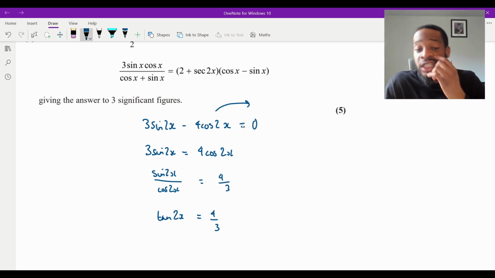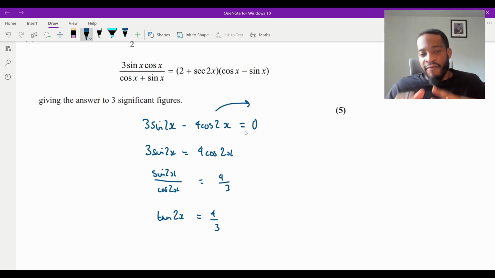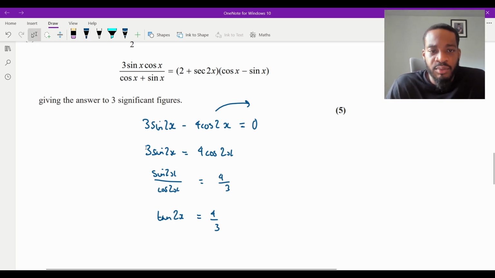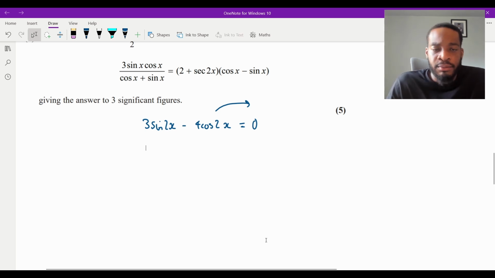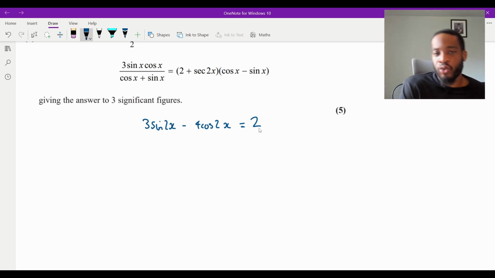However, that wasn't a 0, it was a 2, wasn't it, right? So if it was a 0, I could do that. But the fact that it's not a 0, I can't do this. So let me delete all of this and put the 2 back, right? Now, if you look closely, we've got a 3 sine. Let me just change it to a 2 before I forget. Okay. So we've got 3 sine 2x minus 4 cos 2x, right?